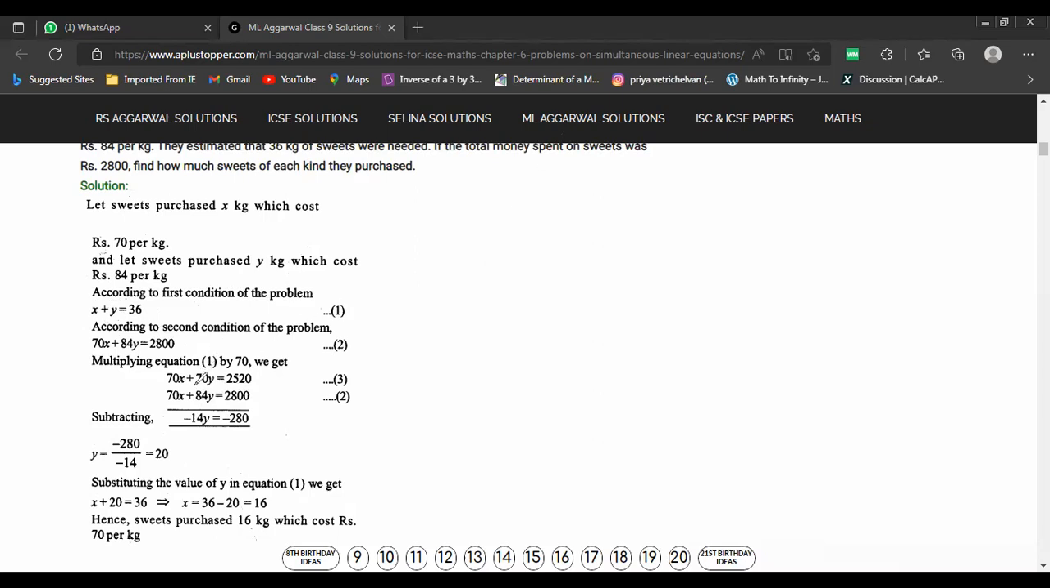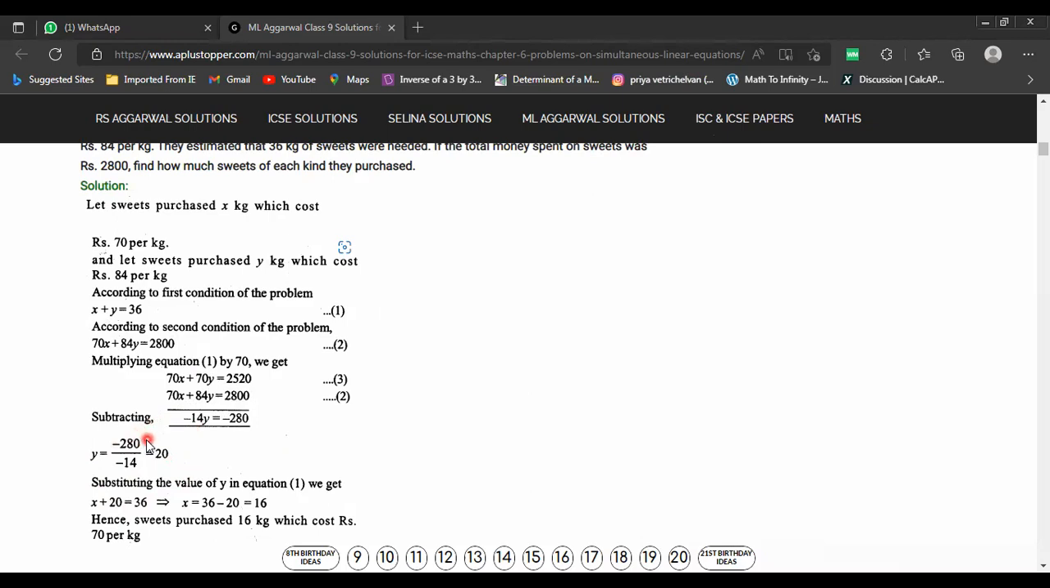So when you perform subtraction between these two equations, 70x and 70x will cancel out each other. 70y minus 84y will become minus 14y. 2,520 minus 2,800 will give you minus 280. So y is equal to minus 280 divided by minus 14, which will give you y equal to 20.